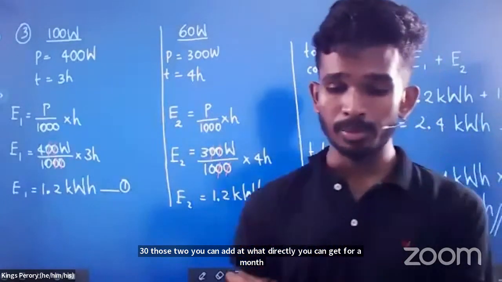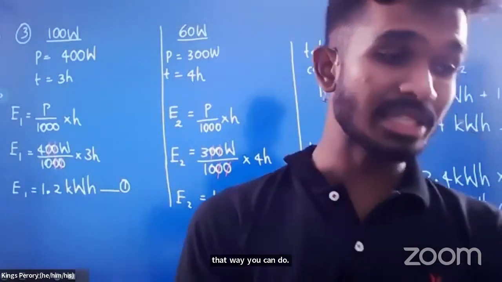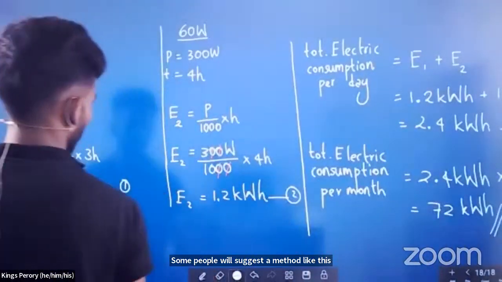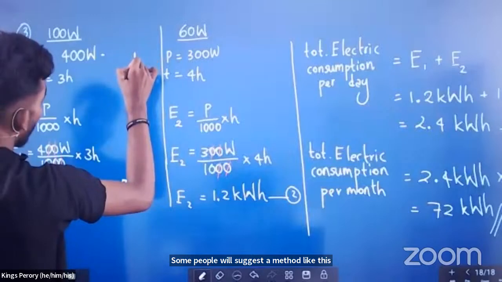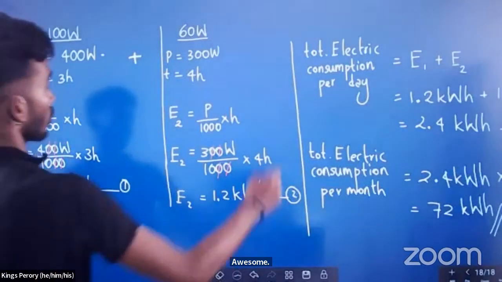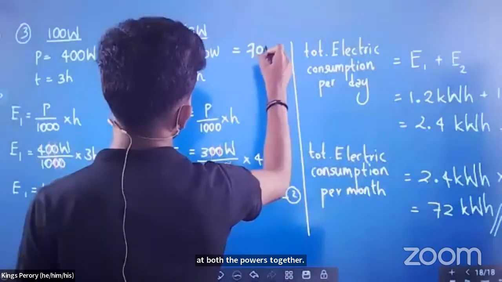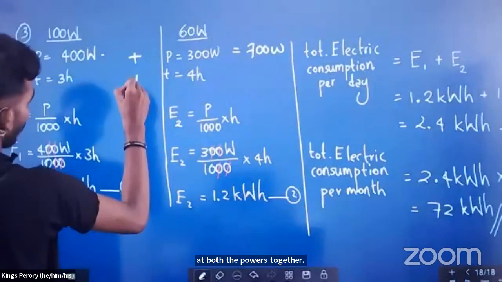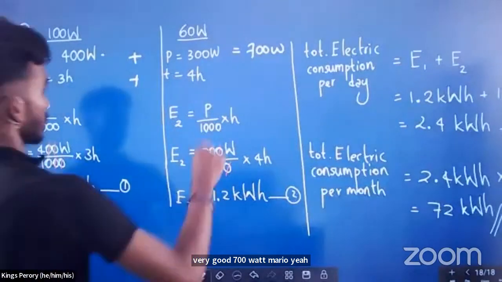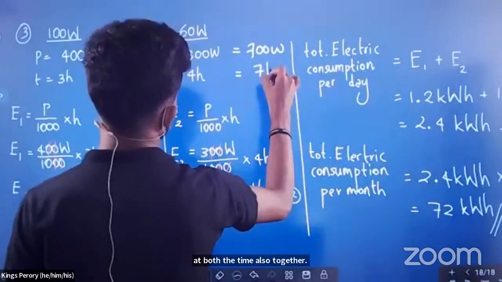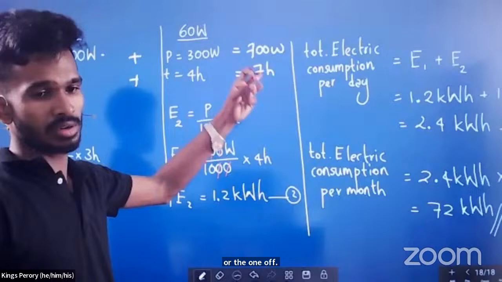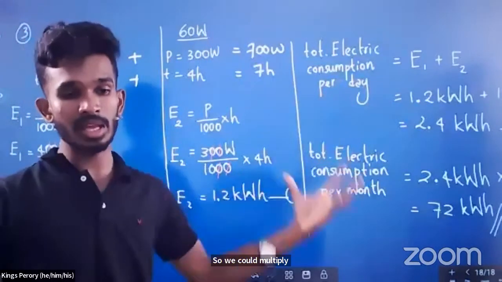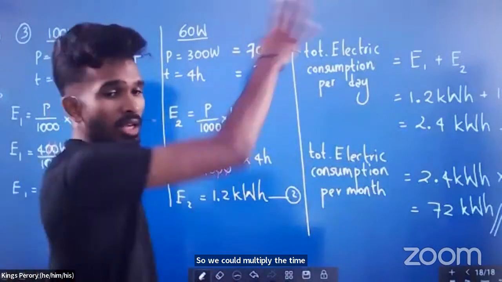Now some people will suggest a method like this. Add both the powers together. Very good, 700 watt. Add both the times also together, 7 hours. So 700 watt, time 7 hours, divided by 1000. From there you get the value. Then you multiply by 30. Can you get the answer that way?